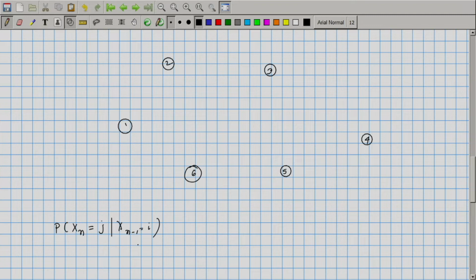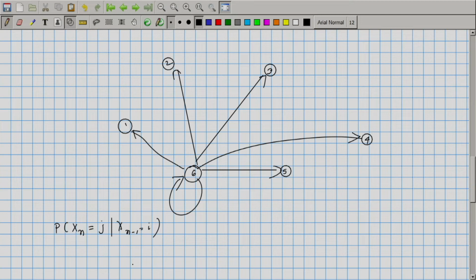So, at the end state, if you are in state i, then you can draw these diagrams with edges to each of these other states with the weights on the edges indicating the probability with which those values are taken. For example, if xn minus 1 was 6, and if I put values 1 by 6 on all of them, it means xn is going to be one of these values with probability 1 by 6. Now, you have to describe this for every node in this diagram.